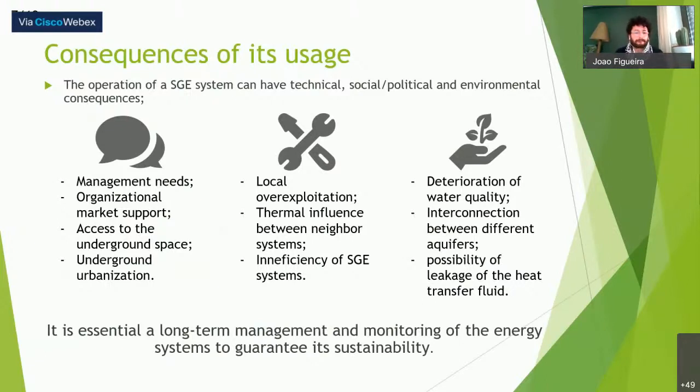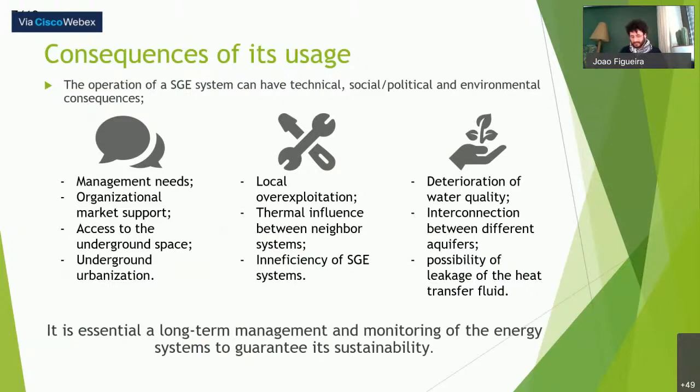So the operation of shallow geothermal energy can have technical, social and political, and environmental consequences. I brought some to talk with you. So in terms of social and political consequences, there's this consequence that we cannot avoid: the usage of the underground space.